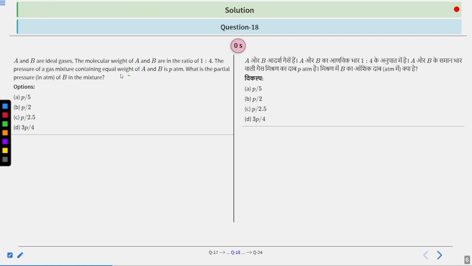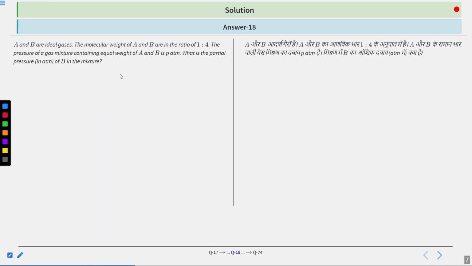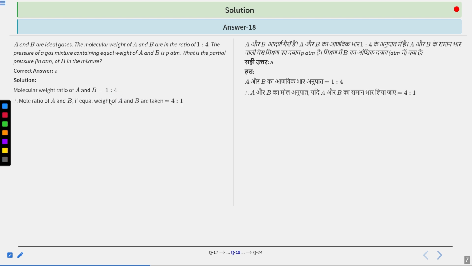So your time is up. Let us see how we can solve it. For those who have solved, the correct answer is A. This is the ratio of the molecular weight of A and B. So what will be the molar ratio? It will be 4:1 because the number of moles is inversely proportional to the molecular weight.